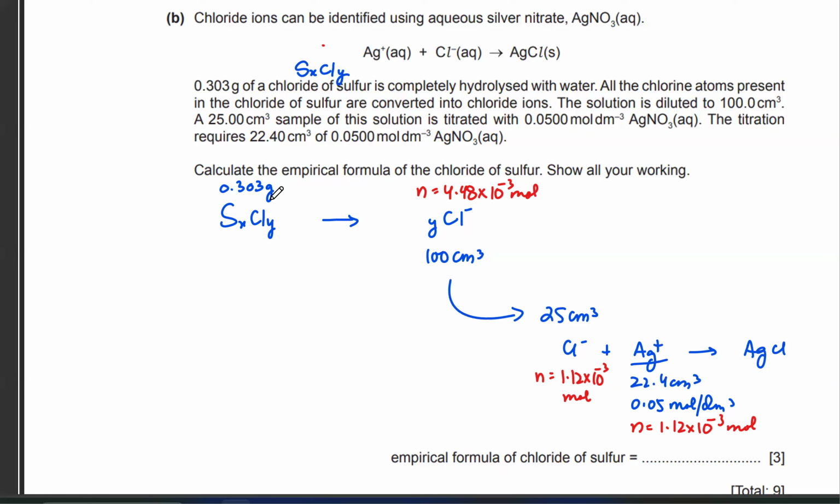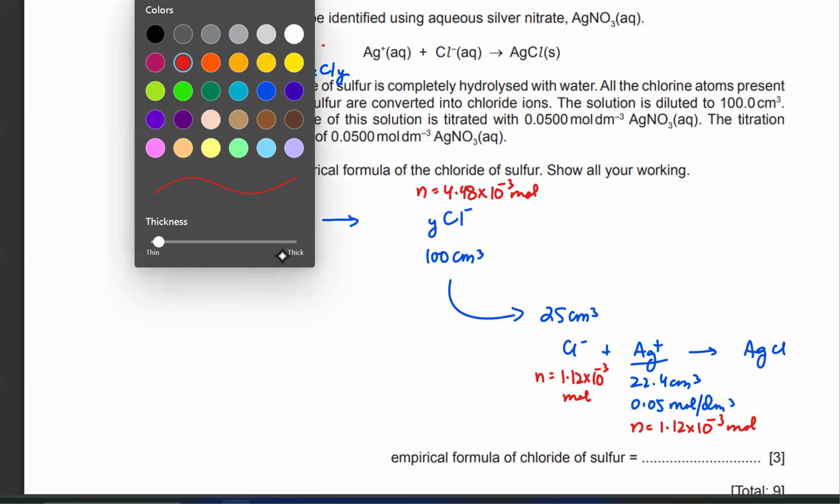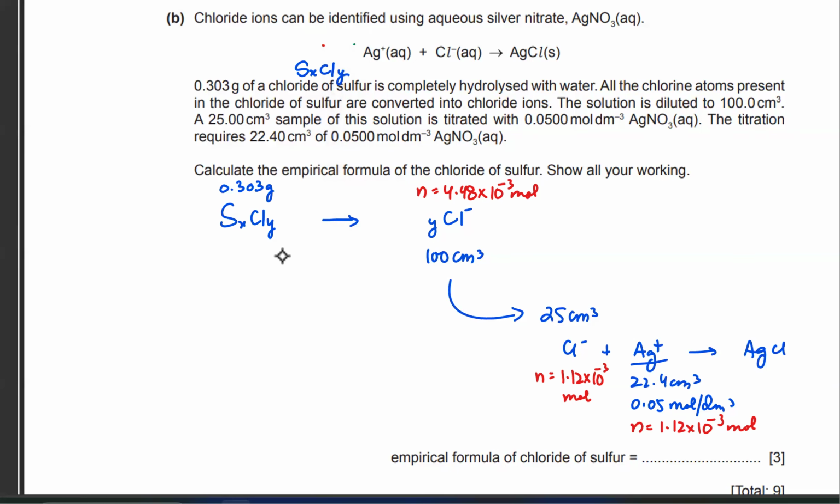Well, what is the next step? You have to find the empirical formula of this. But what is the essential thing that's needed to find the empirical formula? The MR? You don't need the MR for the empirical formula. If you remember empirical formula questions, what do you need? You need the percentage mass of the two things or the mass of the two things.